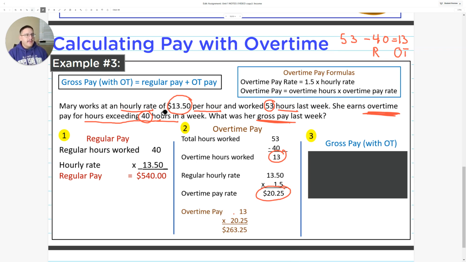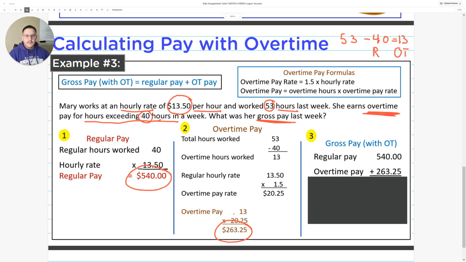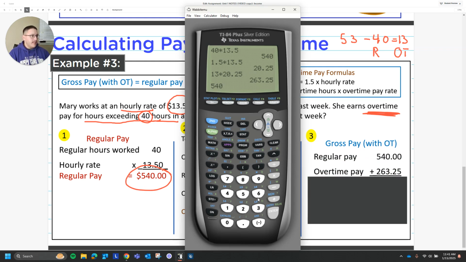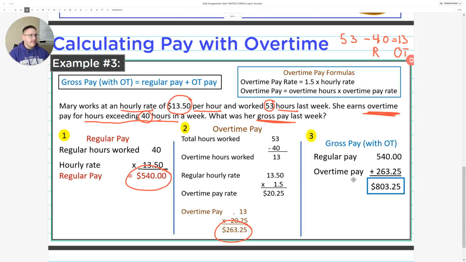So now that we have both her regular and her overtime pay, we're going to add those two together to get her gross pay with overtime. So adding those two together, 540 plus 263.25 is $803.25 for that pay period, or that week, I should say. And that is your final answer for overtime pay for this example.